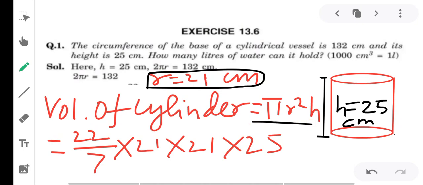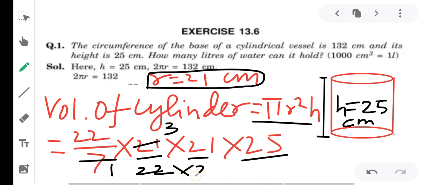Here you can see pi r square h, and after putting the value of pi, 22/7 multiplied with 21, that is the radius. 21 square means we have to multiply it 2 times, and here the height of the cylinder is 25, right. So we can cancel: 7 1s are 7 and 7 3s are 21. 21 is cancelled 3 times, and the remaining value will be 22, which should be multiplied with 21 into 3 into 25.